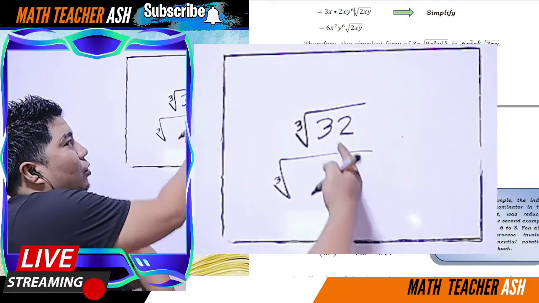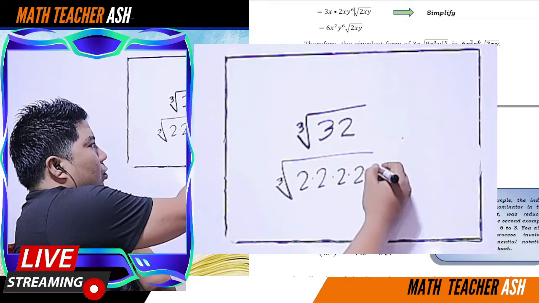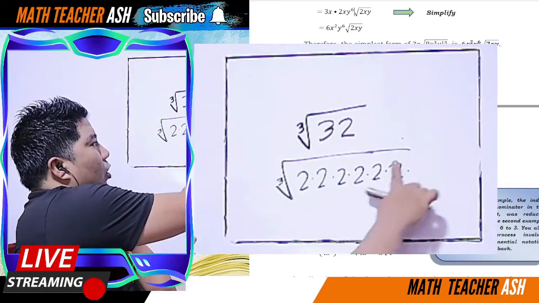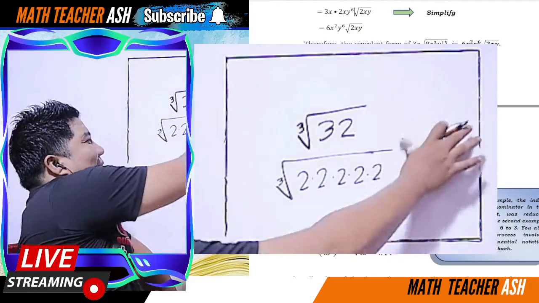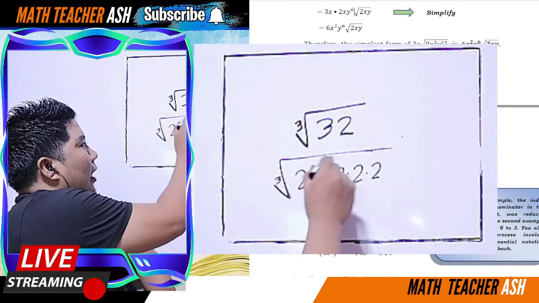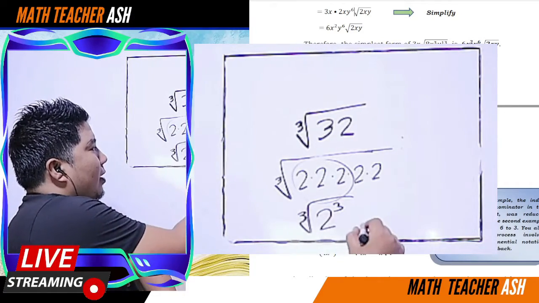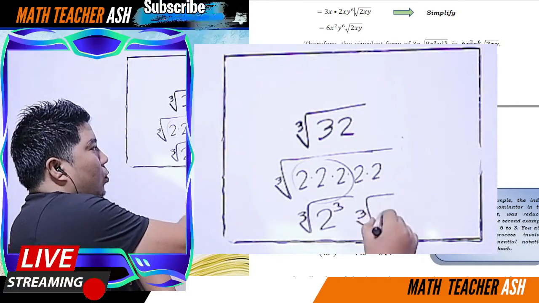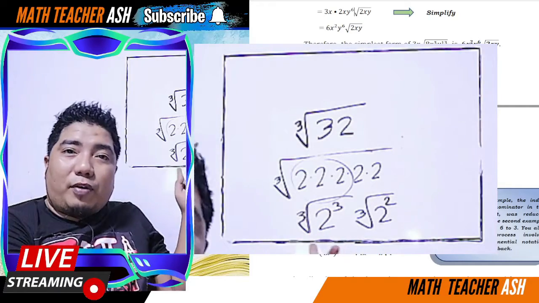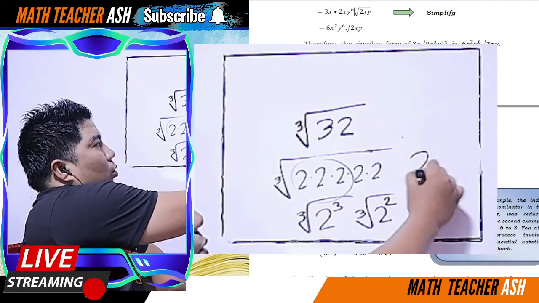We can break this down into 2 times 2 times 2 times 2 times 2. 2 times 2, 4 times 2, 8 times 2, 16 times 2, 32. So, that is 2 to the power of 5. Of course, dahil cube root ito, 3 lang din ang kukunin ko. So, that is 2 cubed, and 2 squared. Since this is an example of our first law of radicals, we can cancel them, and this will give us 2.